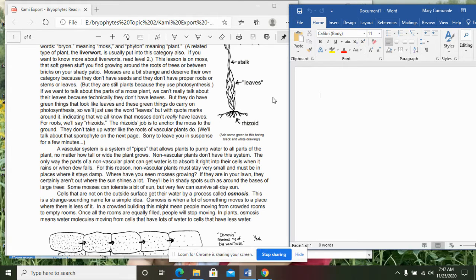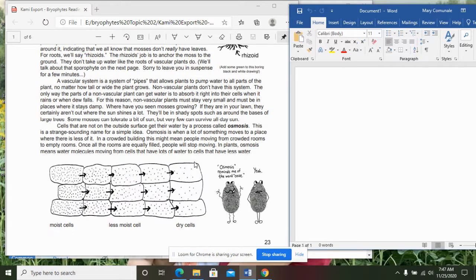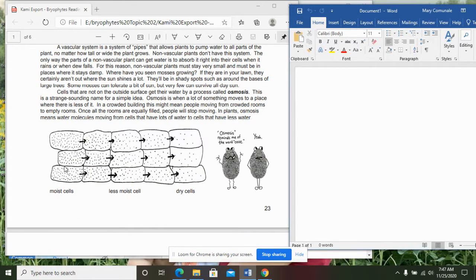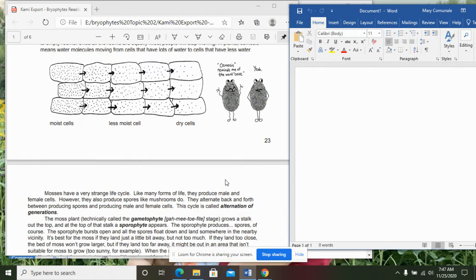In plants, osmosis means water molecules moving from the cells that have lots of water to cells that have less water. So here we have moist cells, and you can see these little dots in here represent the water molecules, and they are moving down to where the dry cells are. Osmosis reminds me of the word ooze, and this guy's saying, yeah, it does.